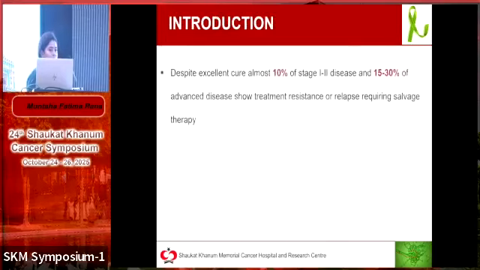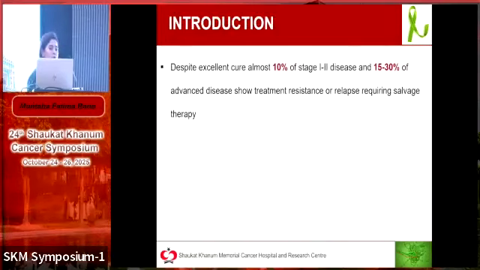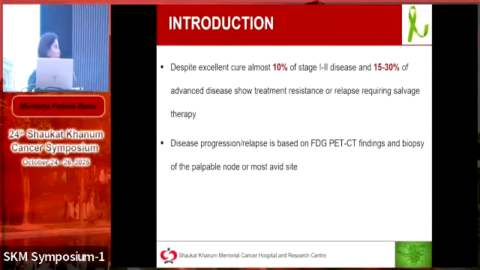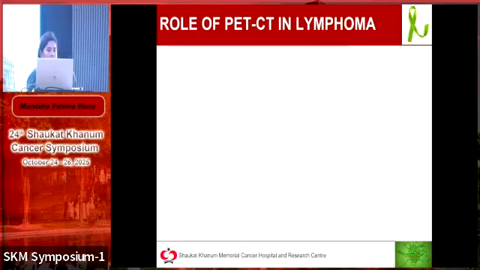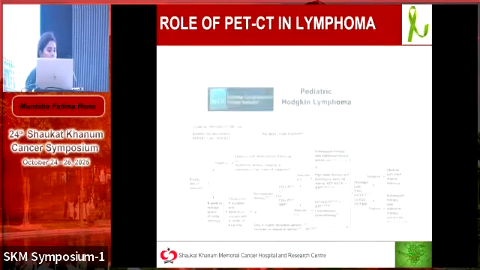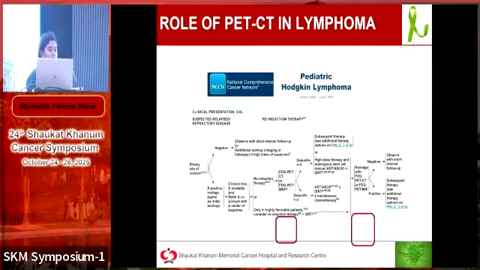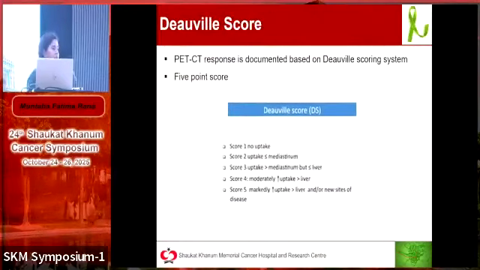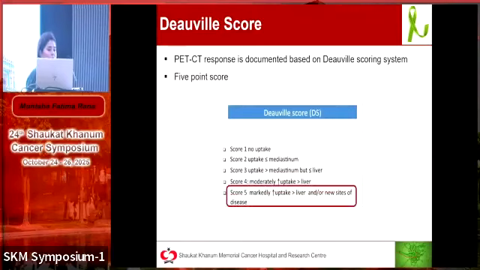Despite excellent treatment options, a significant percentage of patients show resistance or relapse requiring salvage therapy, and disease progression is based on FDG PET-CT scan findings and the biopsy of the most palpable or avid site. As per NCCN pediatric Hodgkin lymphoma guidelines, PET-CT scan is recommended in staging, response evaluation, and restaging of suspected relapse. On PET-CT scan, response is documented based on the Deauville scoring system, a 5-point scoring system, and progressive or relapsed disease is documented as a Deauville score of 5.